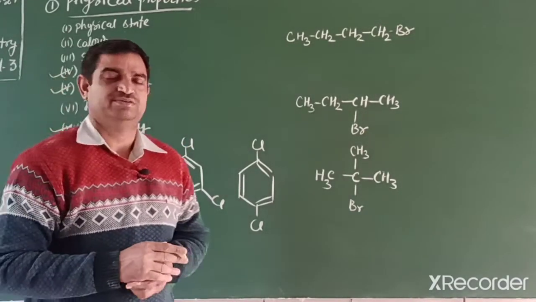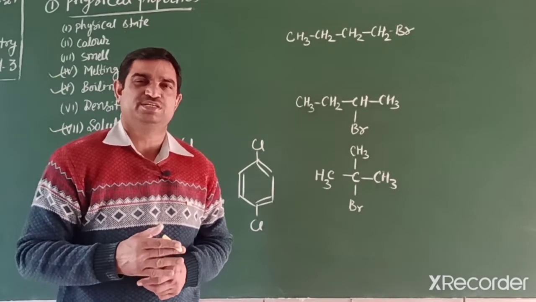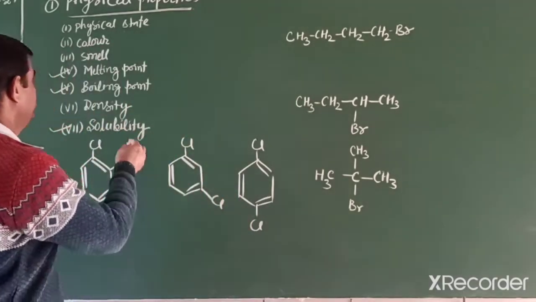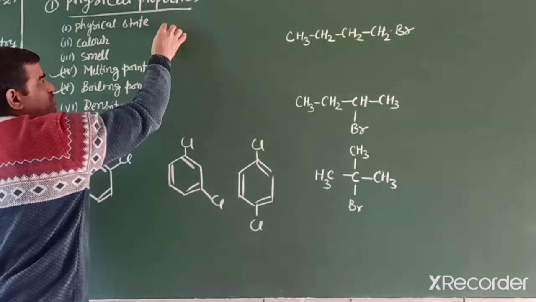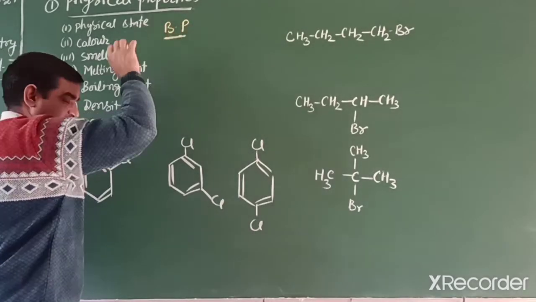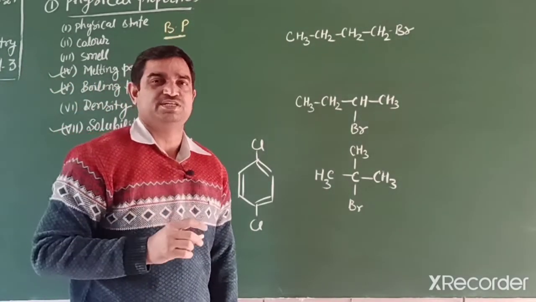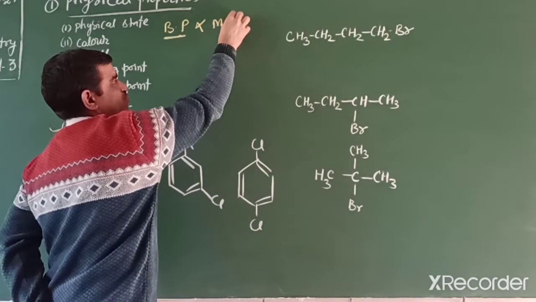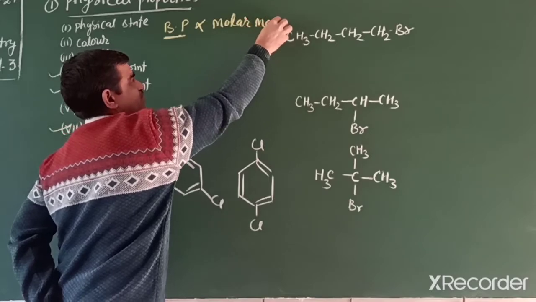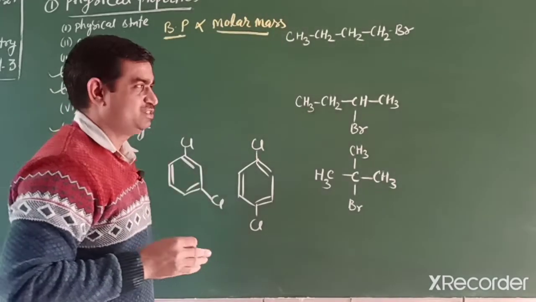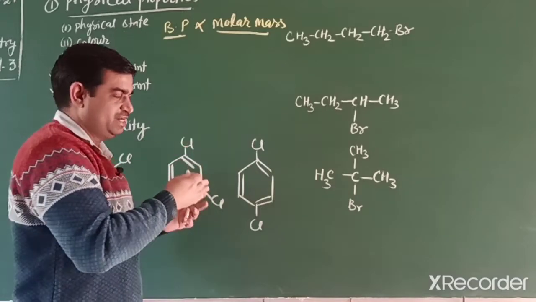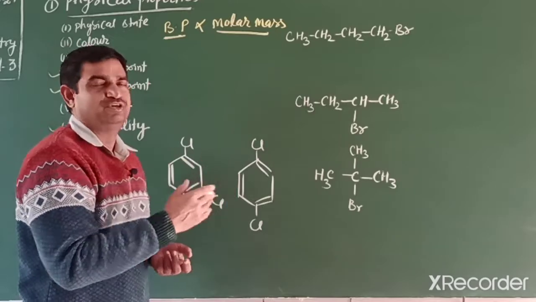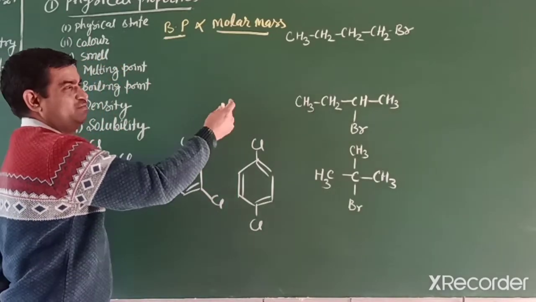So at first we take haloarenes and haloalkanes, which are almost colorless substances. Boiling point depends on 3-4 parameters. First one is molar mass. Boiling point is directly proportional to molar mass. If molar mass increases, boiling point increases. So students, when the halogen increases correspondingly, boiling point increases, and melting point also increases, because molar mass increases.